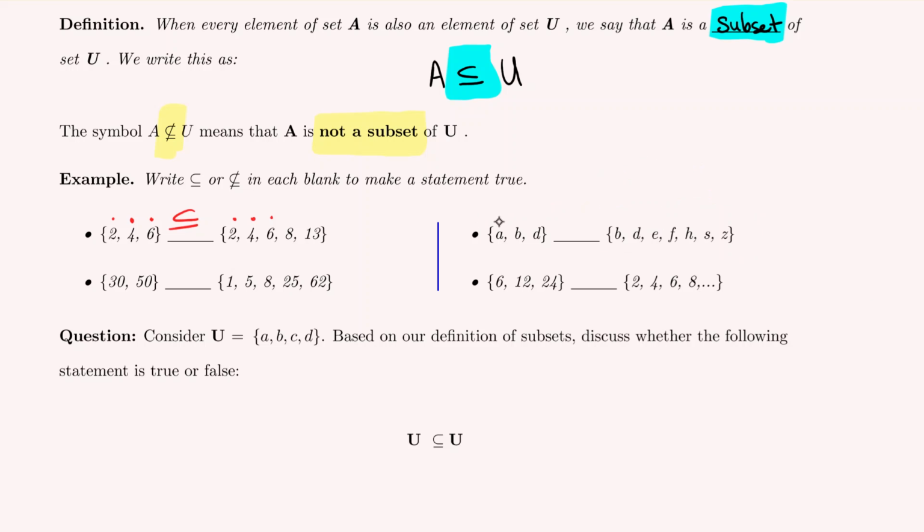So here as I look, A is in this set, but if you look through all the elements here, A does not belong in the second set. So since they disagree on any elements, we would use not a subset. Looking at our next one, 30 is an element of the smaller set. 30 is not present here, so this one is also not a subset.